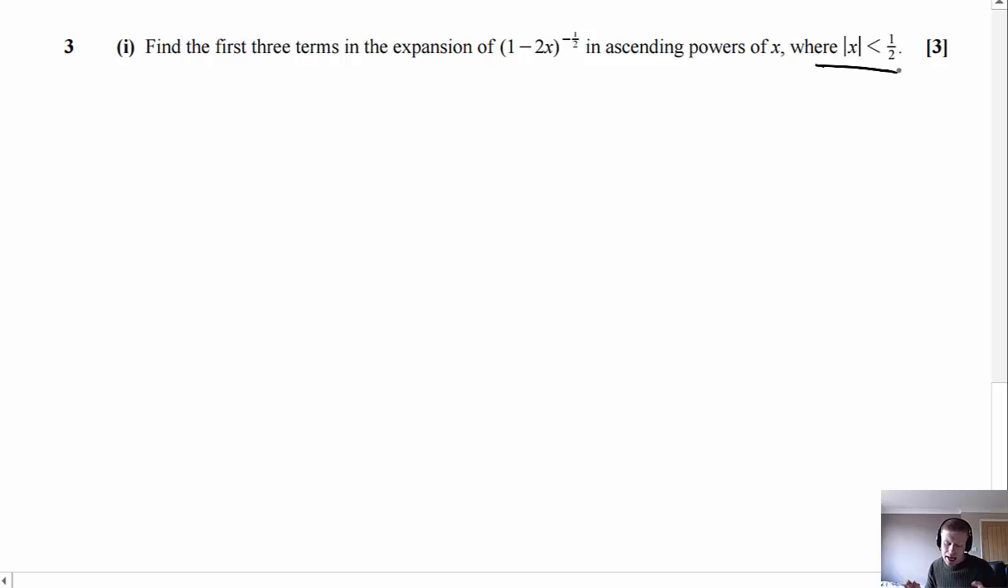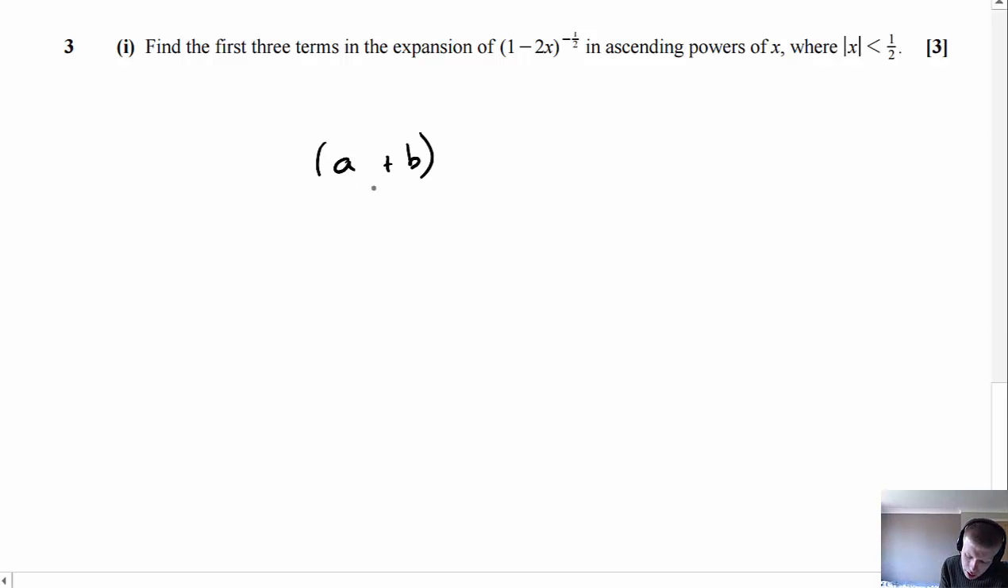All that validity means is whatever this x is in here, I take the positive version of that, so that's what the modulus sign means, and that has to be less than a half if I want my expansion to work and for this thing to give a good approximation.